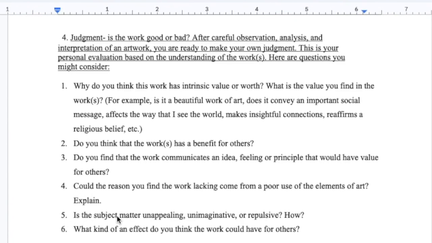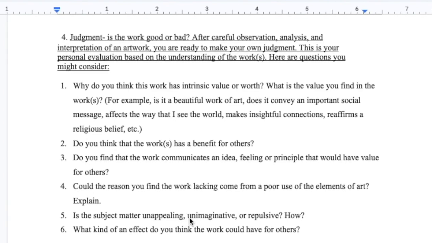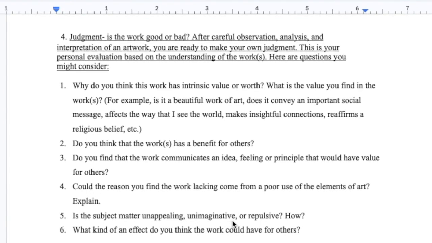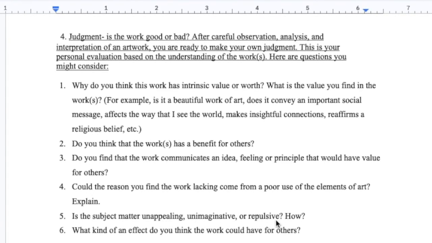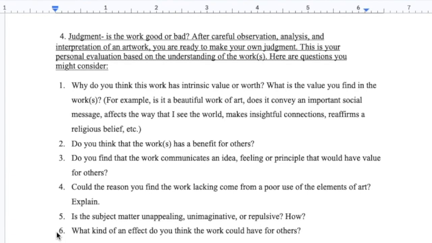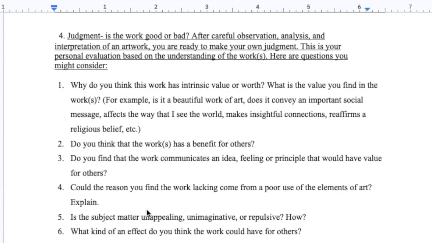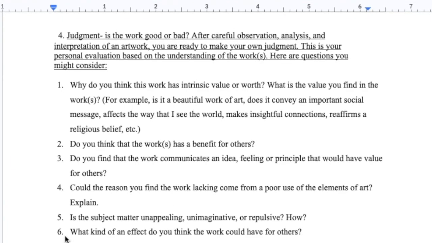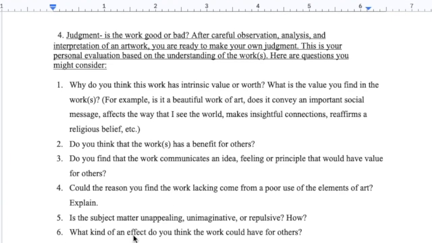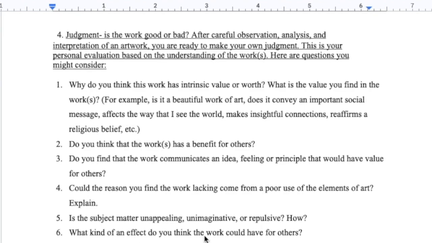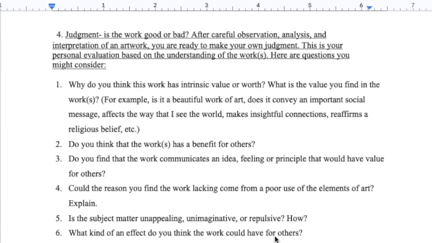Number five, is the subject matter unappealing, unimaginative, or repulsive? How? All right? How is that repulsive? How is it unimaginative? How is it unappealing? Number six, what kind of effect do you think the work could have for others?